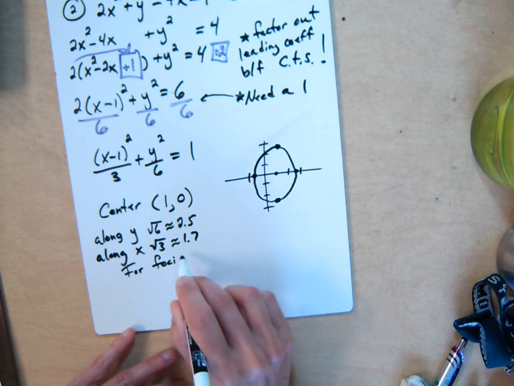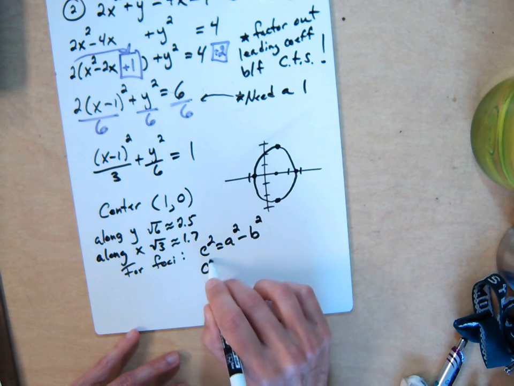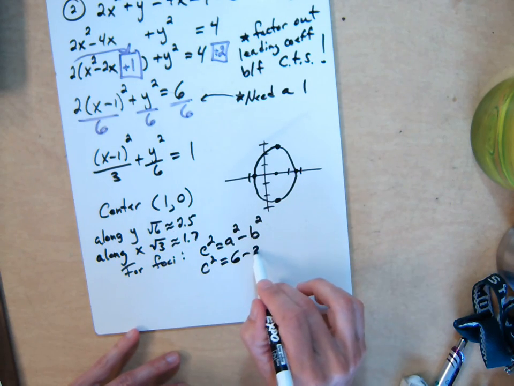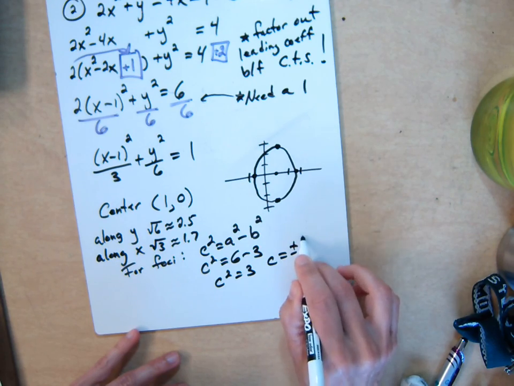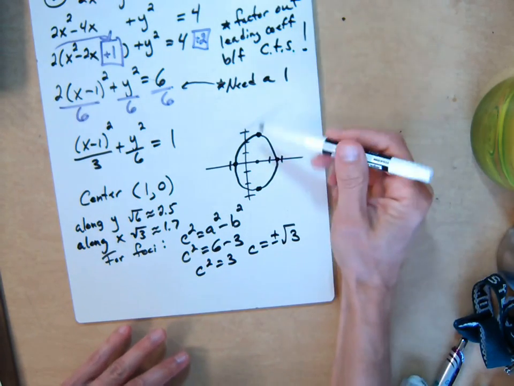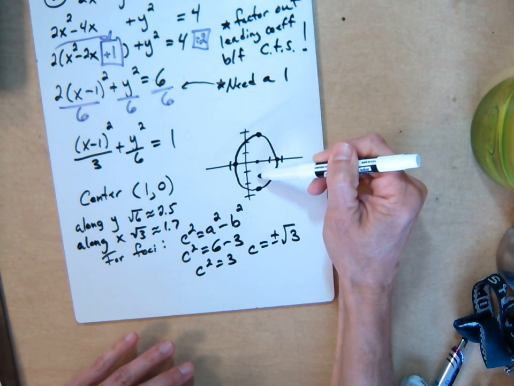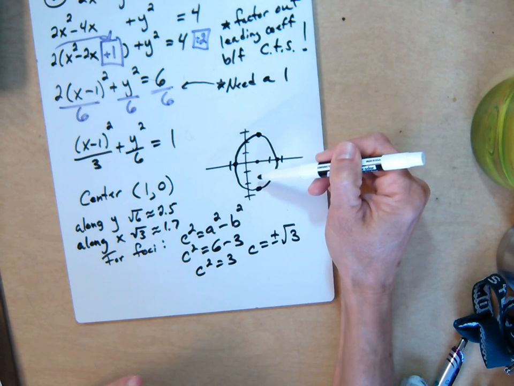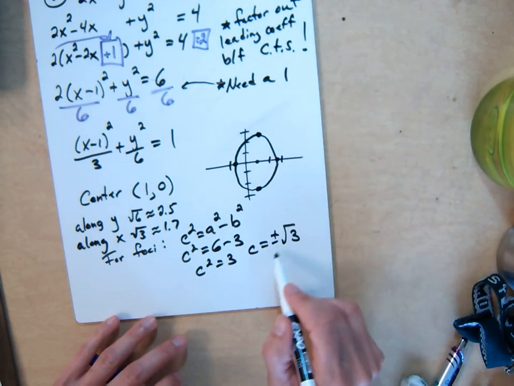So let's just review. C squared equals A squared minus B squared. So A squared is the bigger number, 6. B squared is the smaller number, 3. So C squared equals 3, or C is plus or minus the square root of 3. So you would move along the major axis, up root 3 and down root 3, and those would be your foci. On the test, I'll try to make them integers, so it's easier to do.